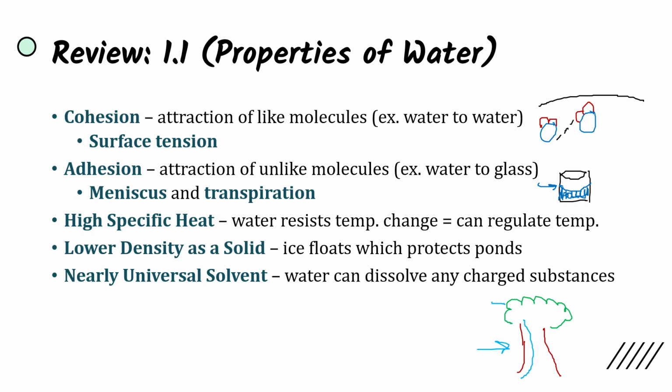Now, water also has a high specific heat, which means it resists temperature change. So if you've got a coastal city, the coastal city will have a much more moderate climate because the water won't heat up as much and it'll take longer to cool down.